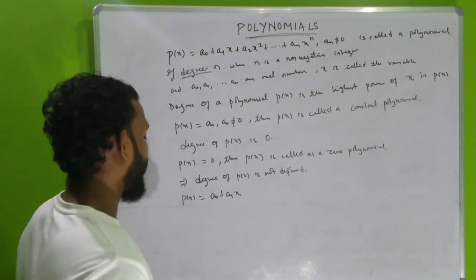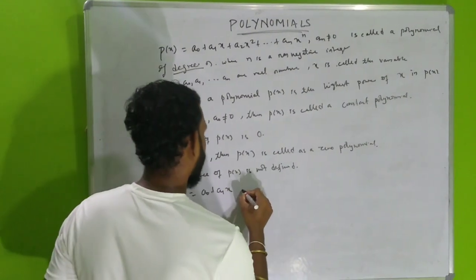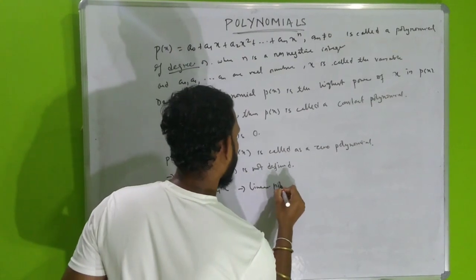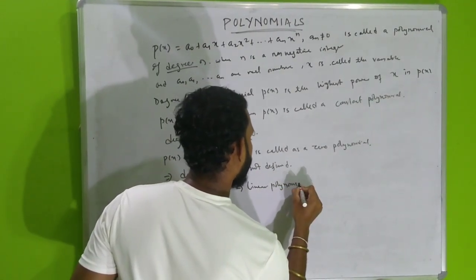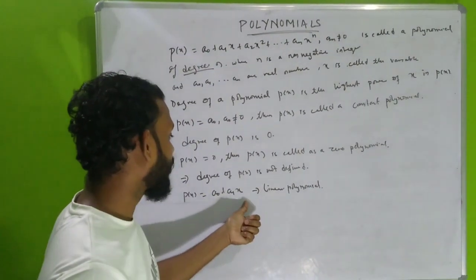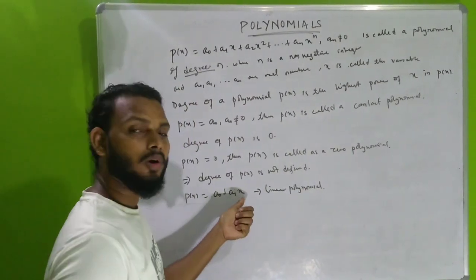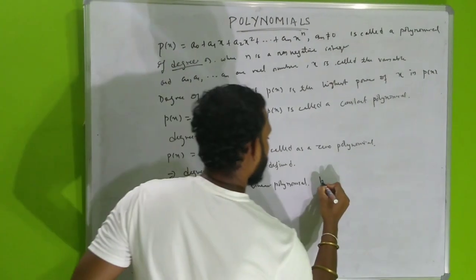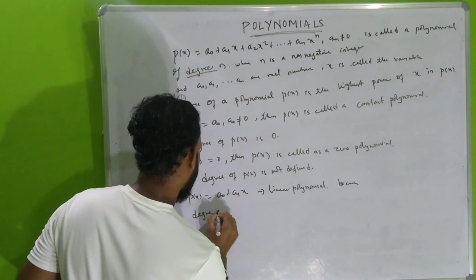Now let us take another polynomial, p of x is equal to a naught plus a1x. This polynomial is called a linear polynomial. Why is it called a linear polynomial? Because the degree of this polynomial p of x is 1.